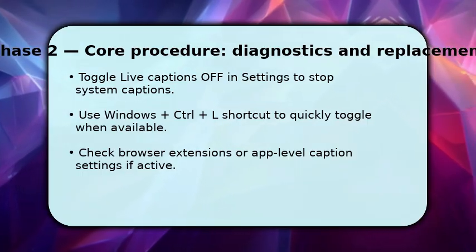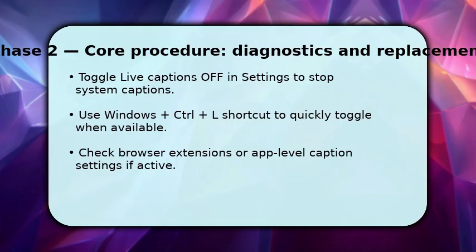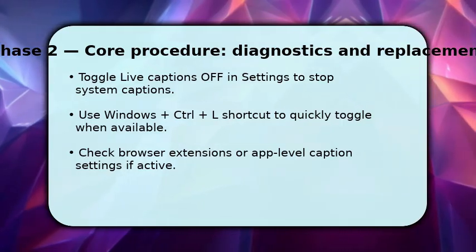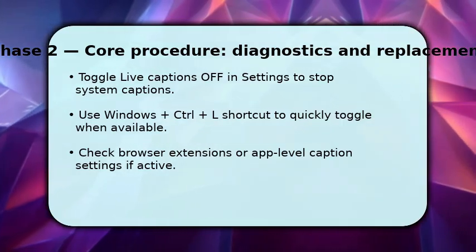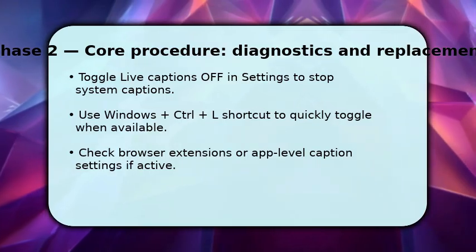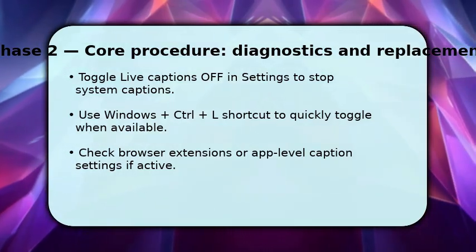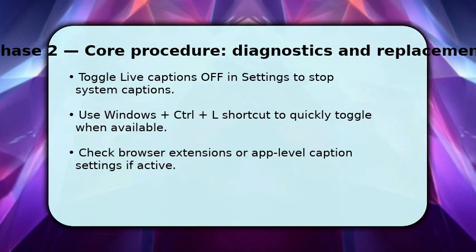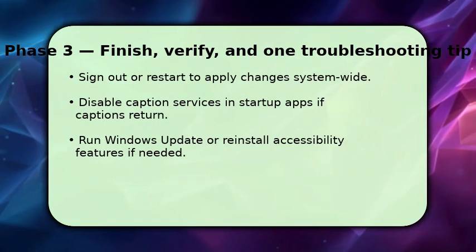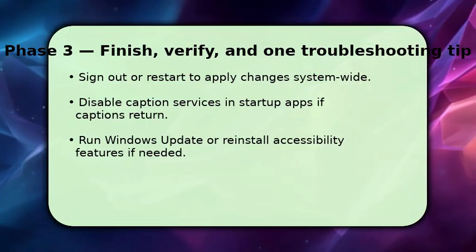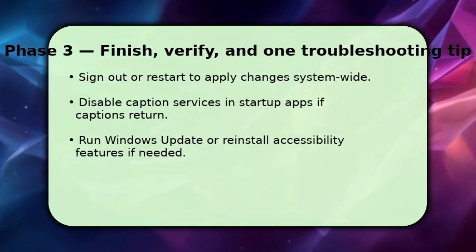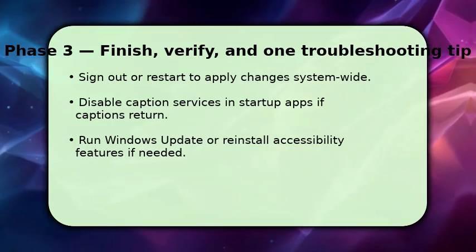Also, check apps and browser extensions that provide captions. Disable their caption options because they run outside system settings. Once you've turned off each source, close or unpin the caption window so it doesn't reappear after app restarts or media playback. Finish by signing out or restarting your PC to ensure the change applies across all apps. Sometimes overlays linger until a session reset.